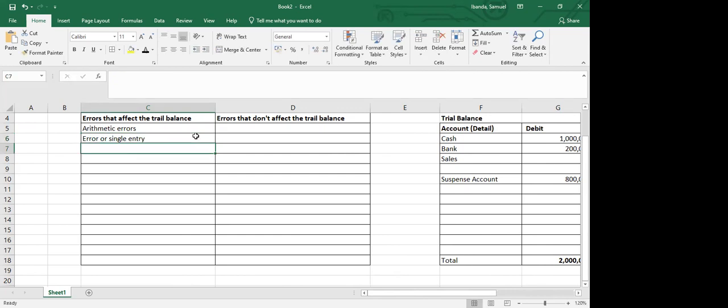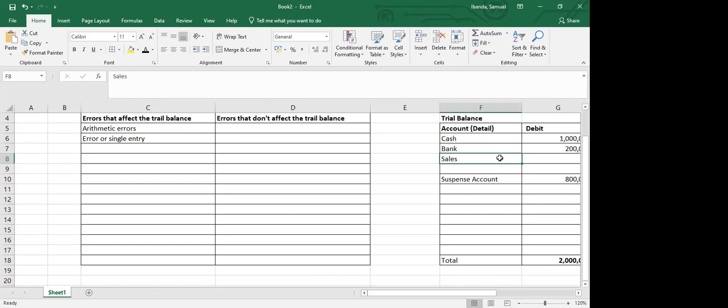Now, you will know very well that in accounting, we have what we call the double entry principle. For every debit, there should be a corresponding credit. So if you only, for example, debit cash and you don't credit your sales, that would affect the trial balance. The trial balance will not balance.